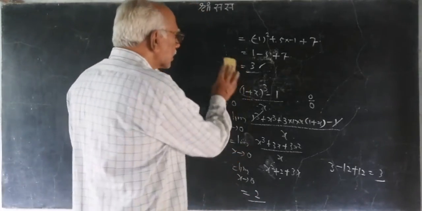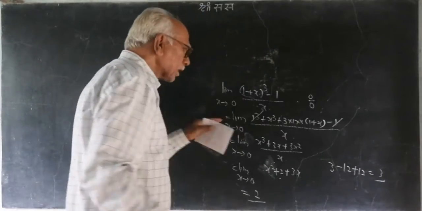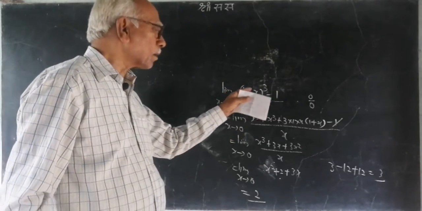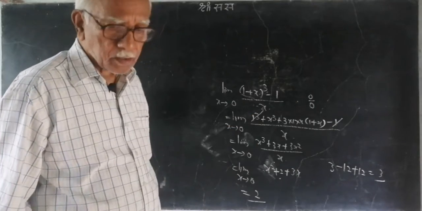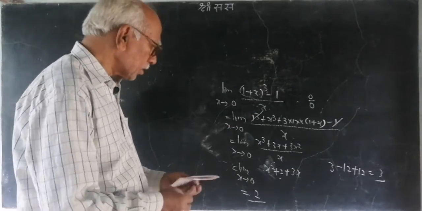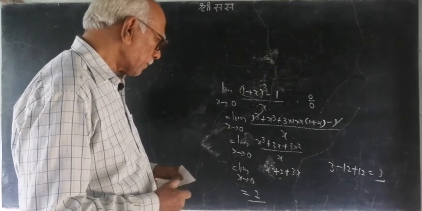Or even you can use L'Hospital's rule, and accordingly it will be 3 into (1 plus x) whole square, and it will be 1, and if you put x equal to 0, you will get that particular value.